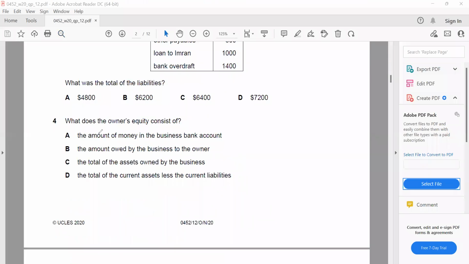Question 4. What does the owner's equity consist of? Equity for the account: if a sole trader, we have capital. This is the equity section for the sole trader. If you have a business company, you have share capital, general reserve and retained earnings, which is under the company accounts. So what does the owner's equity consist of? The accounting equation is also assets minus liabilities.